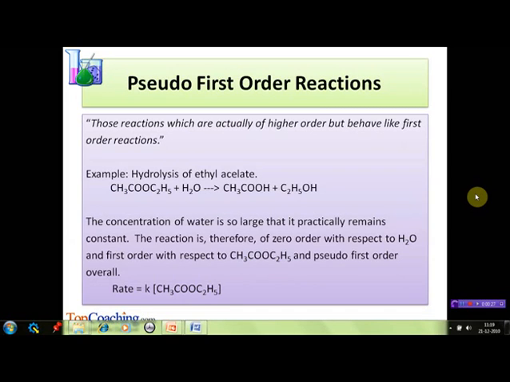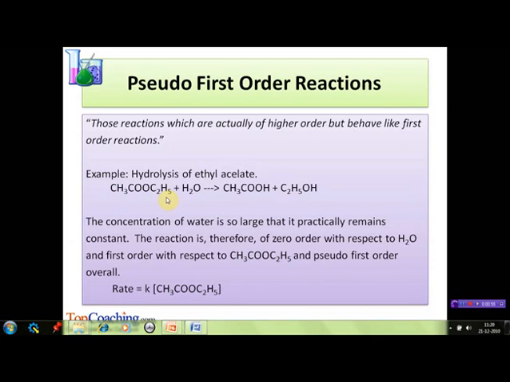Let's take an example, the hydrolysis of ethyl acetate. As you can see in the reaction, there are two reactants, ethyl acetate and water, which react to form acid and alcohol. But the concentration of water is so large in this reaction that it practically remains constant throughout the reaction. Therefore, the reaction and its rate will depend only on the concentration of one reactant, that is ethyl acetate.